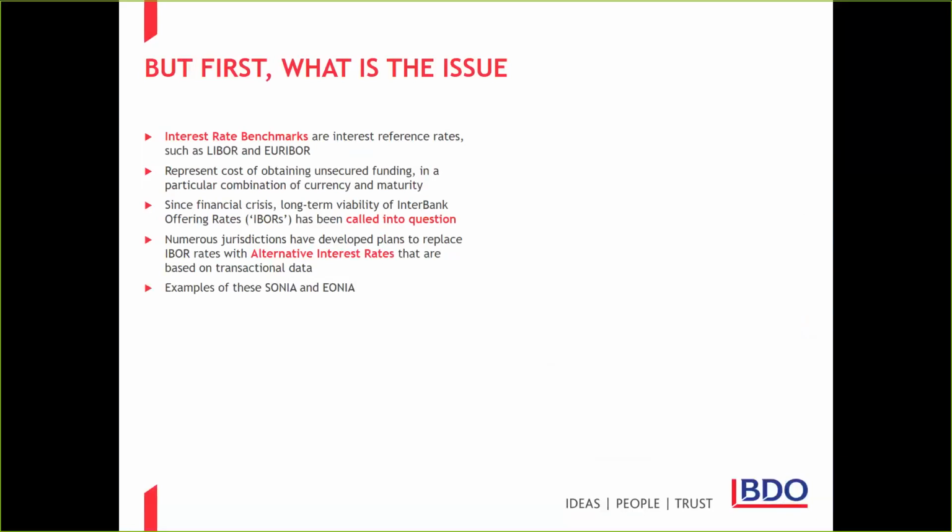Examples of these are SONIA, which is the Sterling Overnight Index Average, ESTER, the Euro Short-Term Rate, and SOFR, the Secured Overnight Financing Rate. It is likely that the contractual cash flows of financial instruments will change upon transition to the alternative risk-free rate.